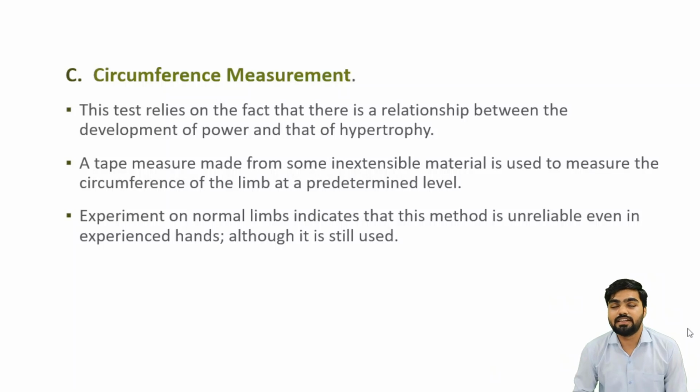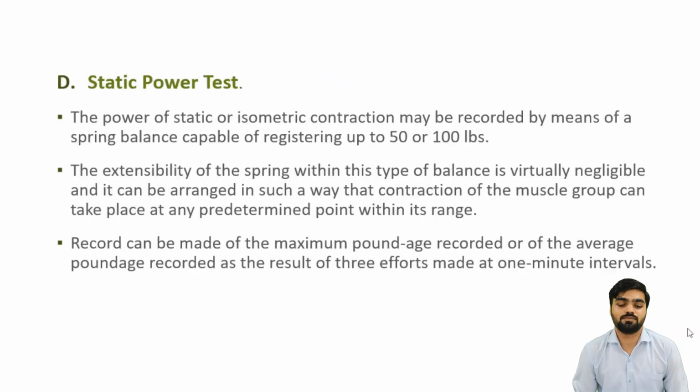For tape measurement, here also the inextensible tape which we were using in assessing joint range can be used. A tape made from some inextensible material is used to measure the circumference of the limb. Experiments on normal limbs indicate that this method is unreliable even in experienced hands, although it is still used.